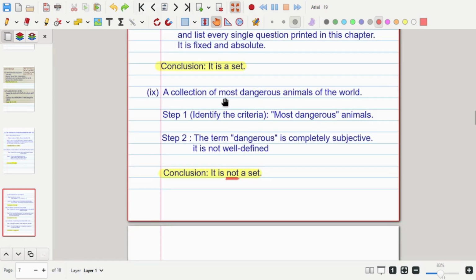A collection of the most dangerous animals of the world. Most dangerous animal is the criteria. The term dangerous is completely subjective. That means it depends on personal opinion. Therefore, it is not well defined. Someone may say the tiger is the most dangerous animal. The other one may include the lion. So, there is a difference of opinion. Therefore, it is not a set.